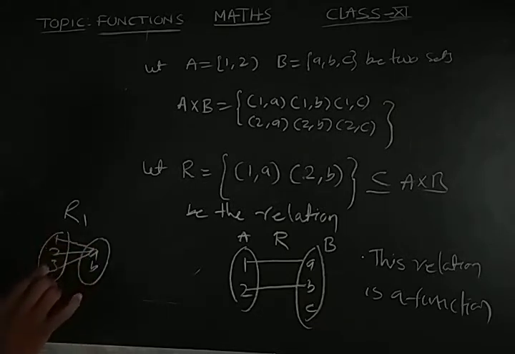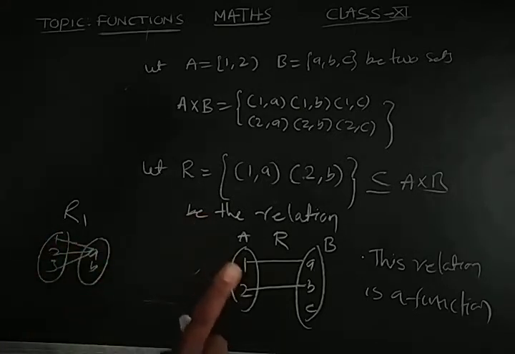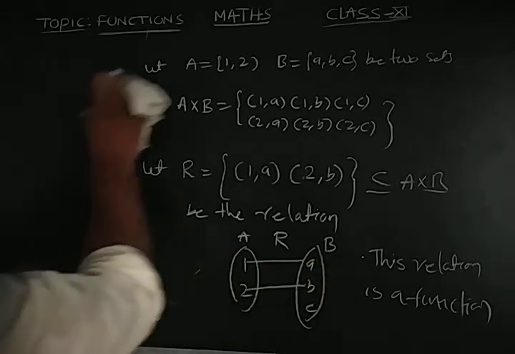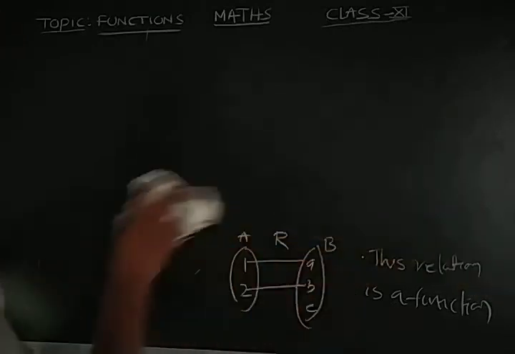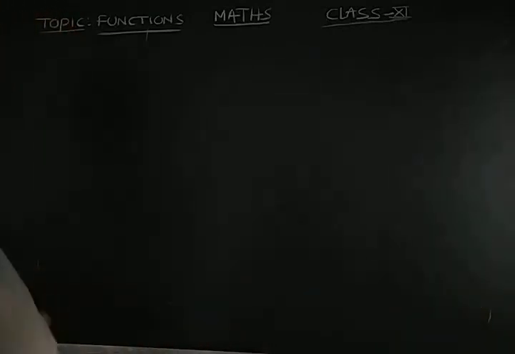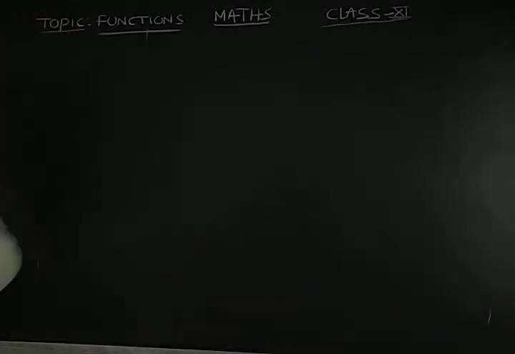But you should not leave any element in the domain, and every element in the domain should have a unique image. Okay. Now this is a function, this is also a function. Right. Now I am going to find how many functions are possible from A to B.